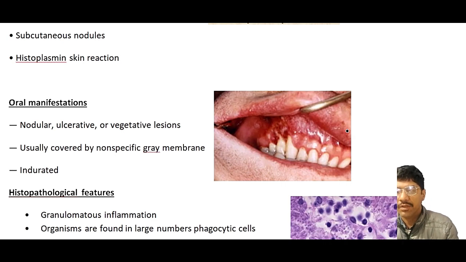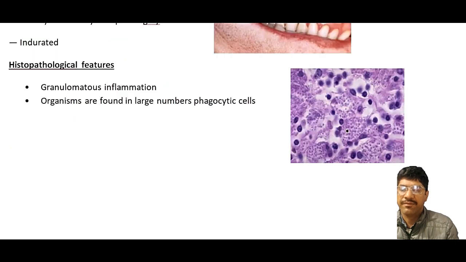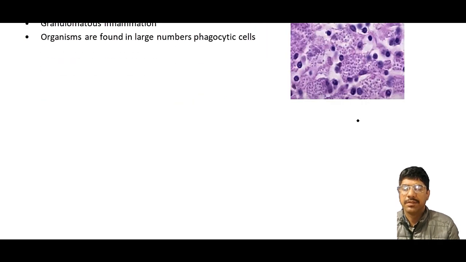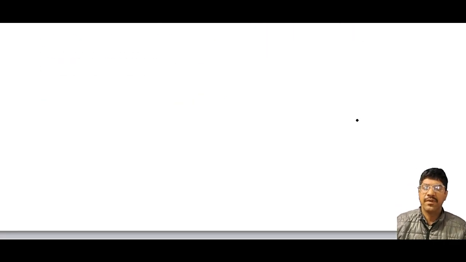Histological features: you will see granulomatous infection that affects the reticuloendothelial system with tiny intracellular structures of Histoplasma capsulatum in the phagocytic cells. So for treatment, pulmonary histoplasmosis may resolve spontaneously while severe cases are usually treated with amphotericin B. So this was all about fungal infection.